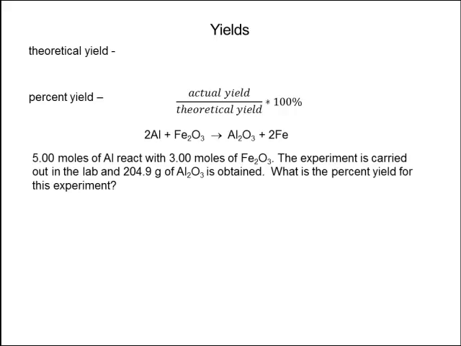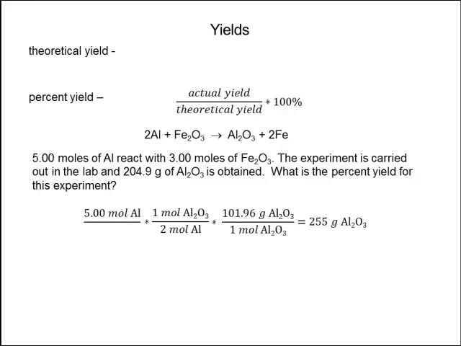So let's look at that problem we just worked. We ended up saying that the aluminum was the limiting reagent, and we should have produced 255 grams of aluminum oxide. Now let's say I run that experiment in the lab and I only end up with 204.9 grams of aluminum oxide. For whatever reason, I didn't have it hot enough, there were other factors that came into play, I didn't let it run long enough. I ended up with 204.9 grams of aluminum oxide.